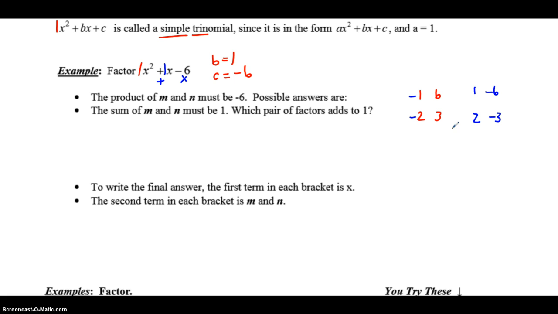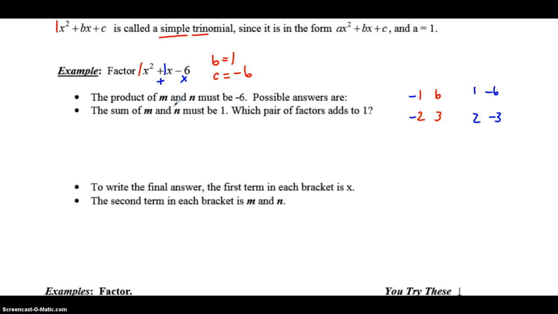So the first thing you want to do is think about the factors. Now you might not have to write out all of the factor combinations. You might find your answer before you list them all, and that's great. But if you're having trouble, go through and list them all. So these all multiply to negative 6.